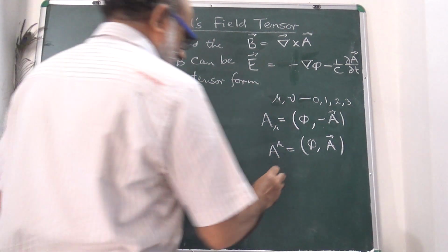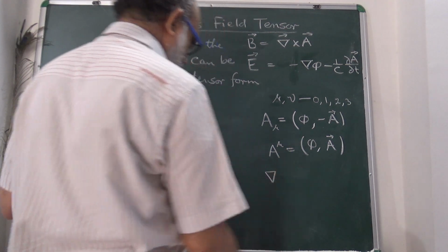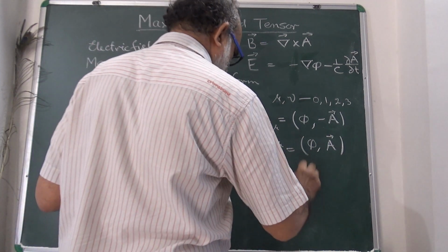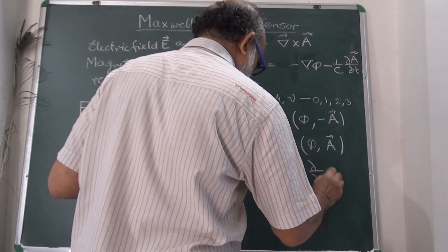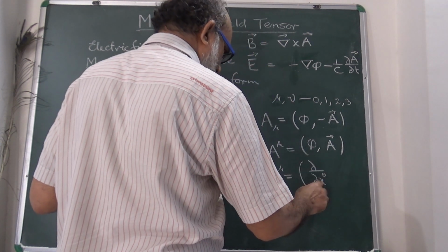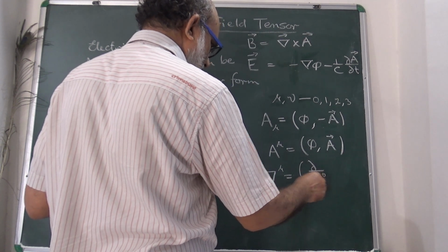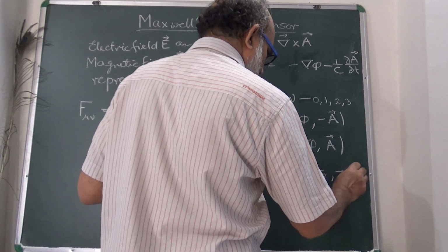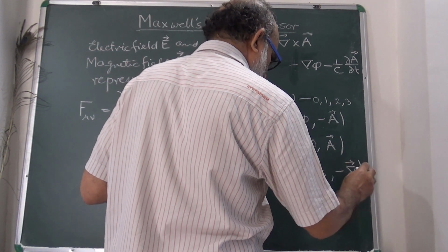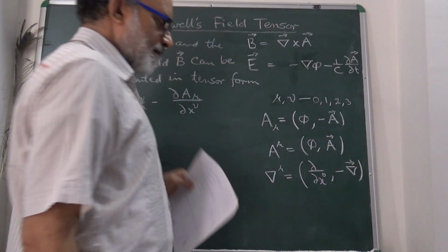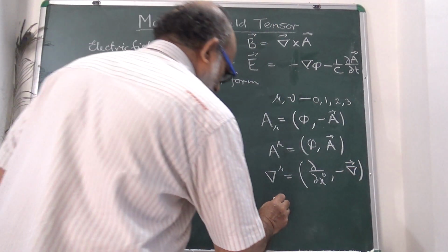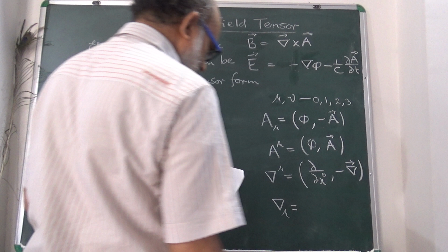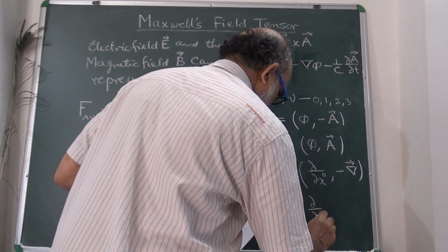Now the gradient term, del, is del by del x naught, that is del by del t. Suppose x naught is ct, where c is the speed of light, and this is the 3-dimensional del. This is the 4-dimensional one. So the covariant component of this will be written as del by del x naught.